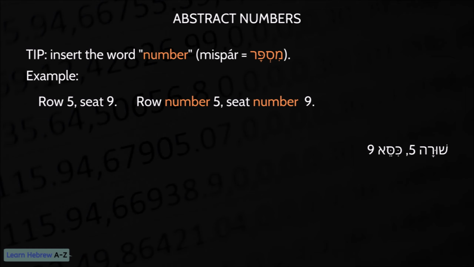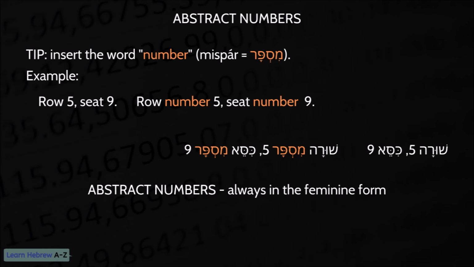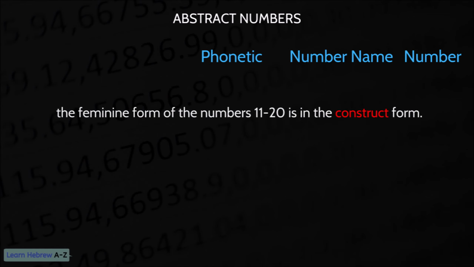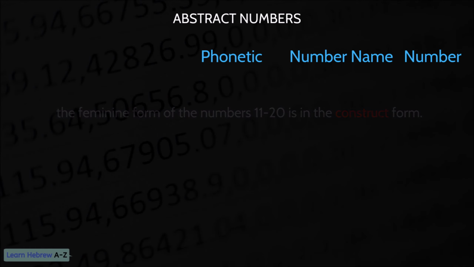In Hebrew, shura 5, kisse 9. Let's add the word mispar: shura mispar 5, kisse mispar 9. We already know that abstract numbers in Hebrew will always come in the feminine form, as a default, regardless of the noun's gender. This is the time to say that the feminine form of numbers 11 to 20 is in the construct form. Here are the numbers 11 to 20 in the feminine form.